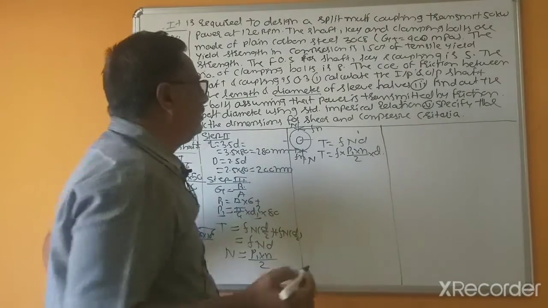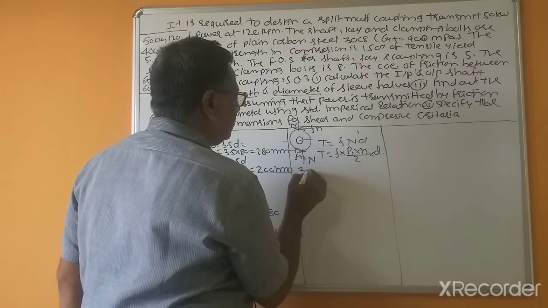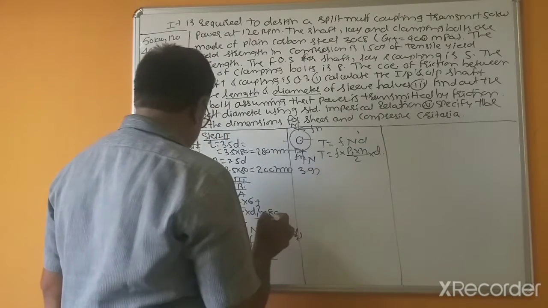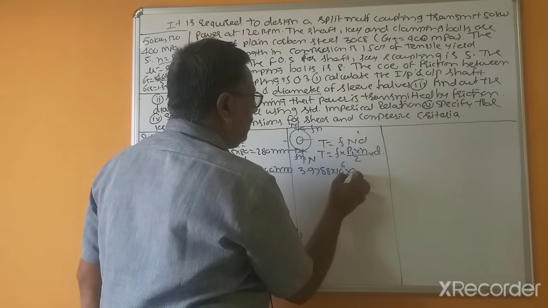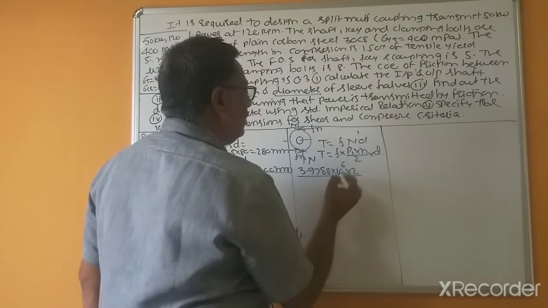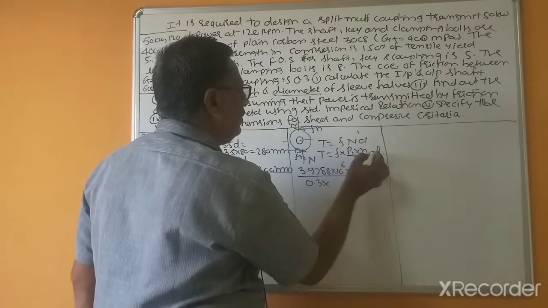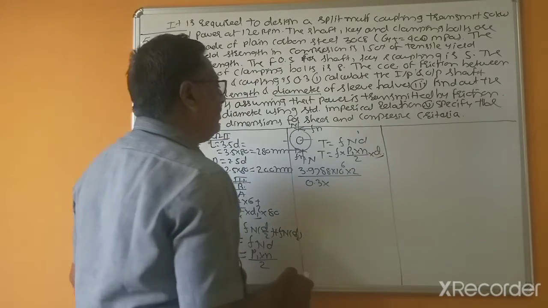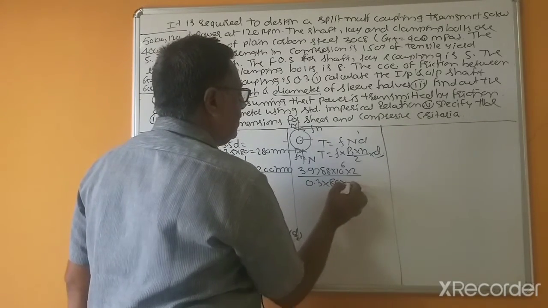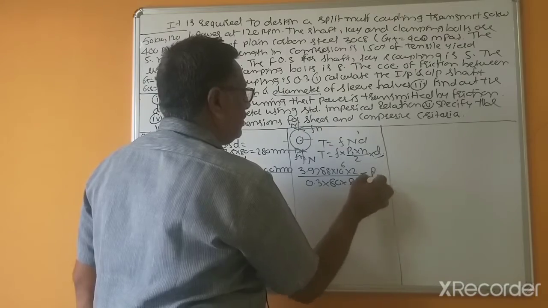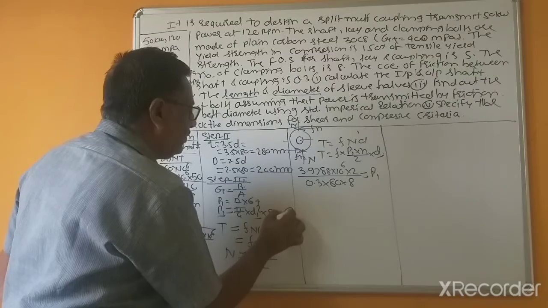This is clear? Torque equal to 3.9788 into 10 to the power 6, multiplied by 2 divided by the coefficient of friction 0.3, and d equal to the diameter, this we already calculated as 80, and N is the number of bolts. We can calculate P1, and suppose this is equation first.